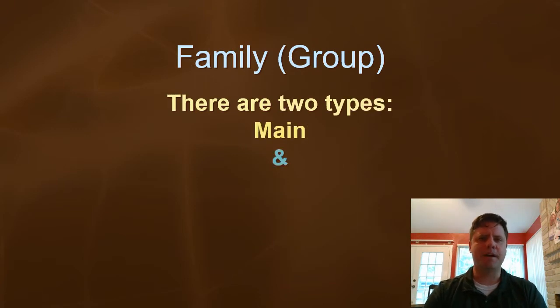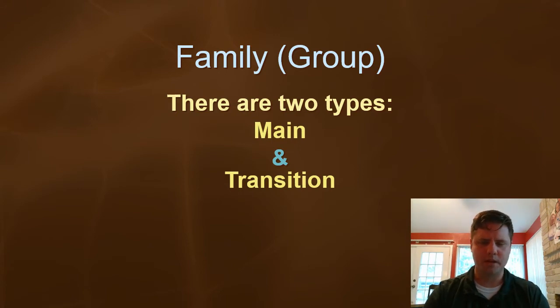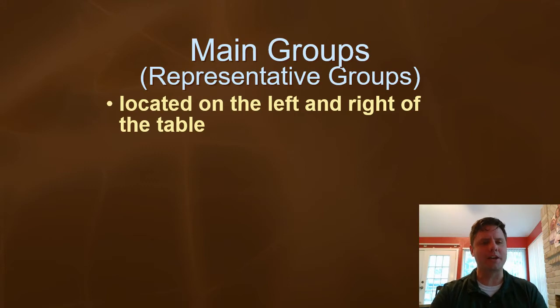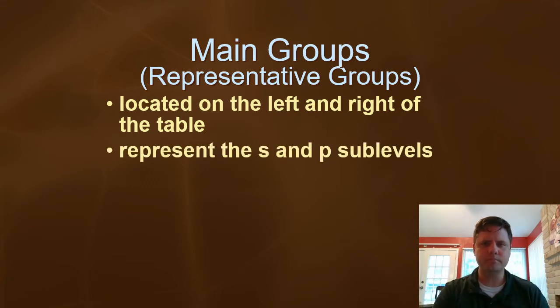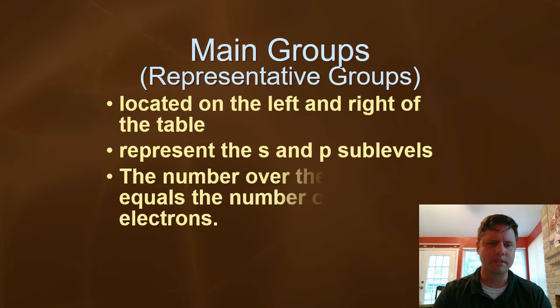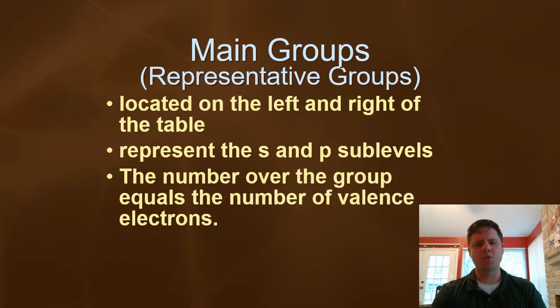And as a result, it gives those elements some similar properties to one another. There are 2 types of family groupings. There are the main group and the transition group. The main group is made up of the far left of the periodic table and the far right of the periodic table. The transition group is the group that's in between that. And these represent the S and P sublevels, something you're going to learn about in chemistry class later on. I won't talk much about that here. But the number over the group equals the number of valence electrons. In other words, electrons that are available for bonding with other elements.